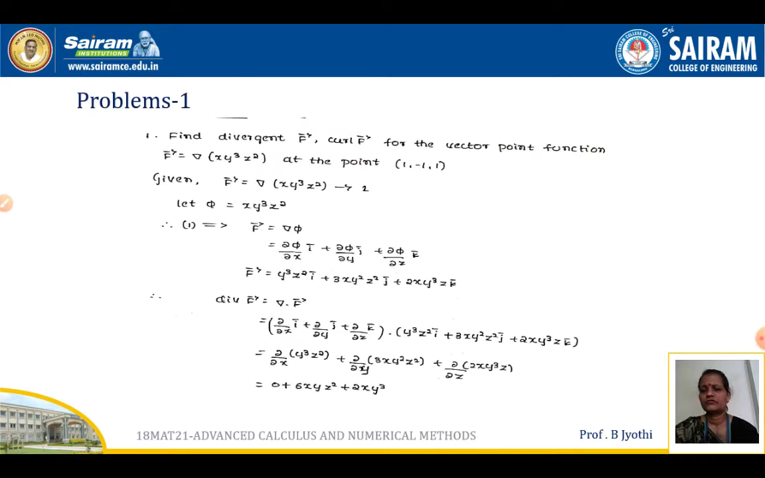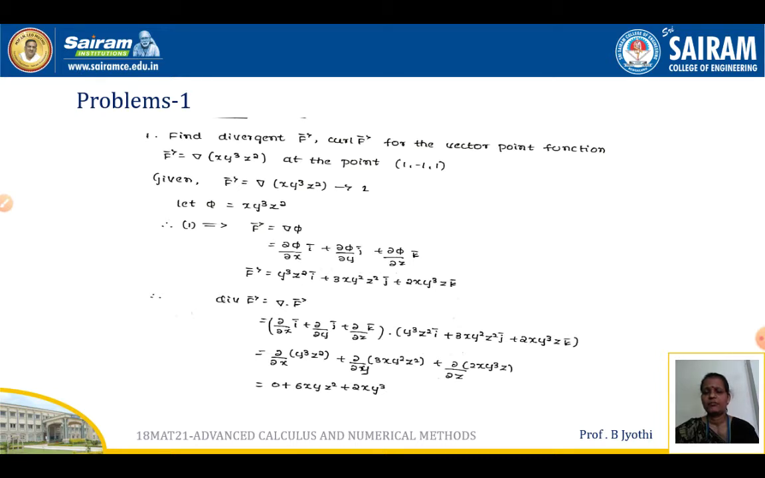So, first problem is: find divergence and curl for the vector point function f is del of x y cube x square x cube, at the point 1, minus 1, 1. Given the vector f is equal to del of x y cube into x z square. Let's call this equation 1, and let phi is equal to x y cube into z square.